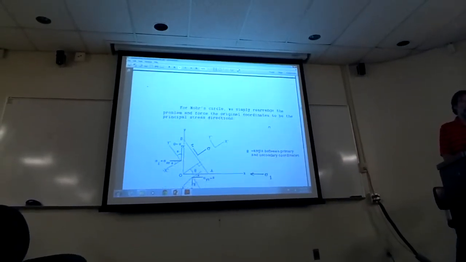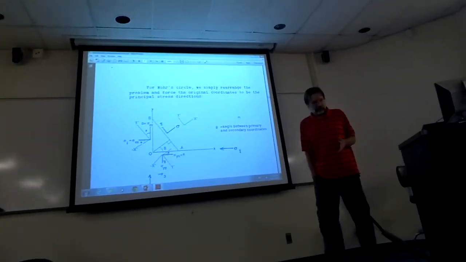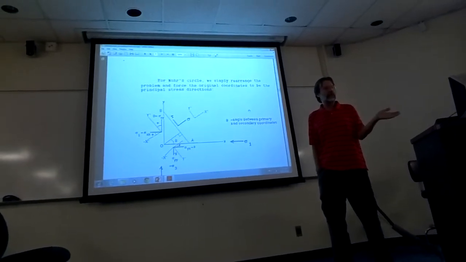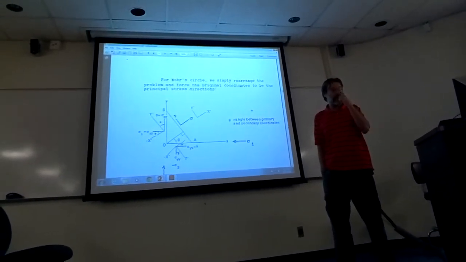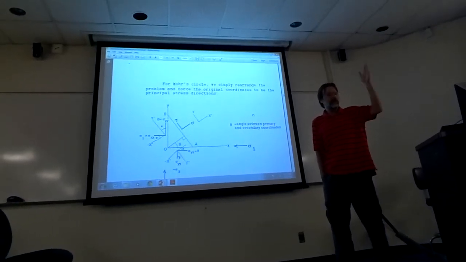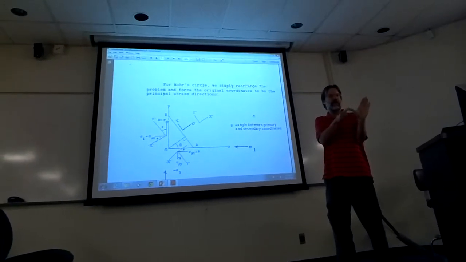What does this have to do with this thing we call Mohr's circle? Well, Mohr's circle just takes that derivation I just did and turns it around and says, okay, I don't care whether I have an arbitrary orientation where there's sigma and tau for these two different values.